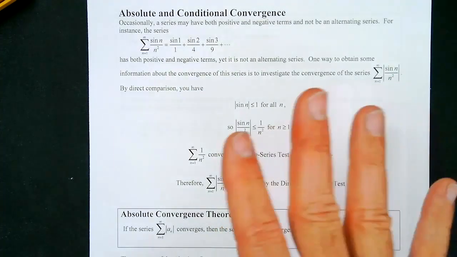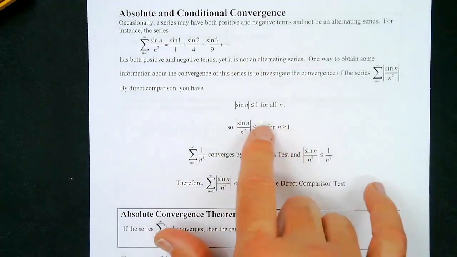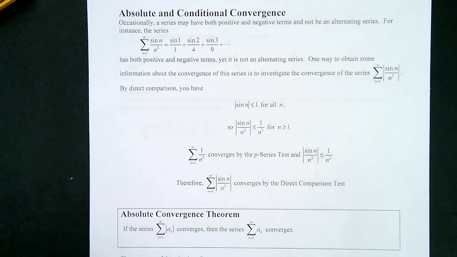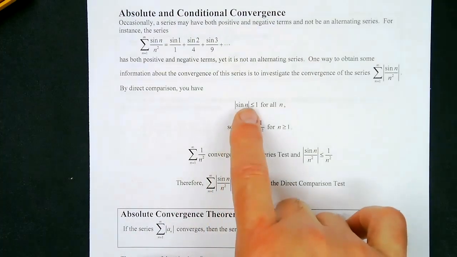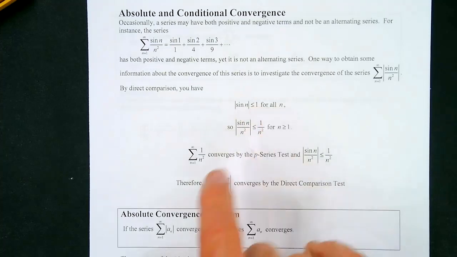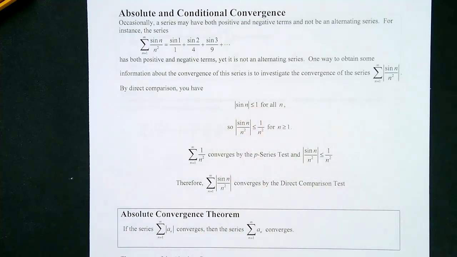All right, hear me out for a little bit. We know that sine of n is somewhere between -1 and 1, which means, by what I just talked about a minute ago on the last problem, the absolute value of sine of n would have to be less than or equal to 1 for all n, because I know sine fluctuates between -1 and 1. The absolute value of it is going to be somewhere between 0 and 1.